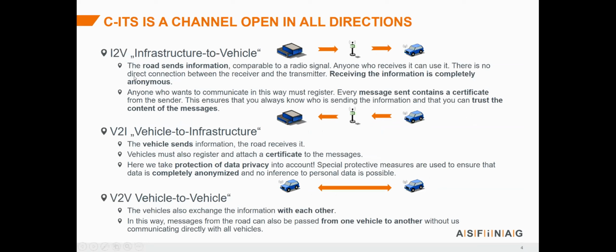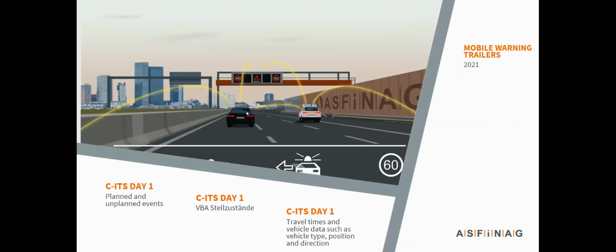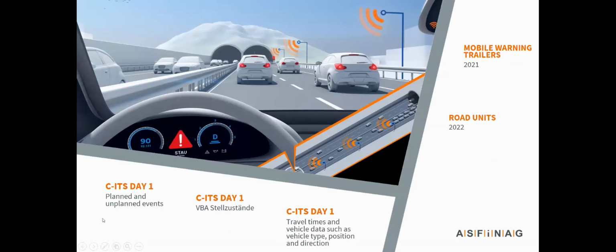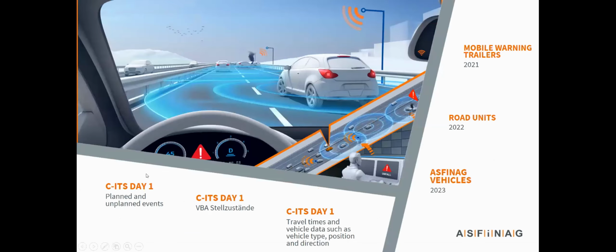So as I said before, just to recap, there are three things. Infrastructure to vehicle, which is what we will be looking at mainly in this presentation now, but it's also vehicle to infrastructure, so if the vehicle sends information to you, and it's also vehicle to vehicle. How can you imagine this? Well, as you've seen before, for example, the roadside unit warning you of some traffic congestion, this would be a vehicle to vehicle or a vehicle to infrastructure use case here.